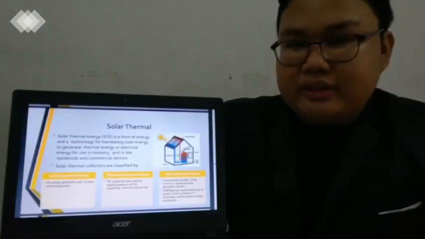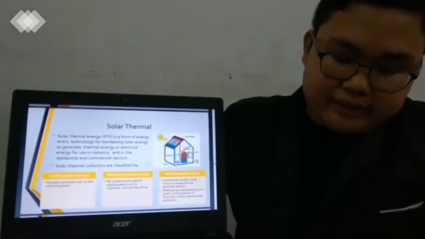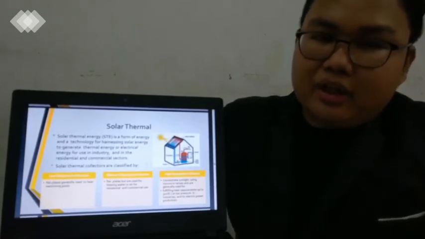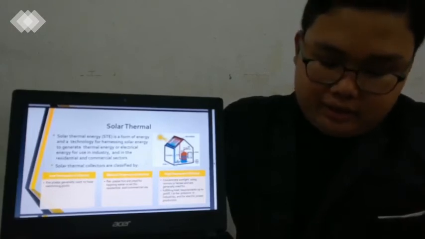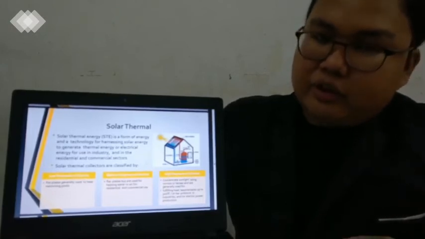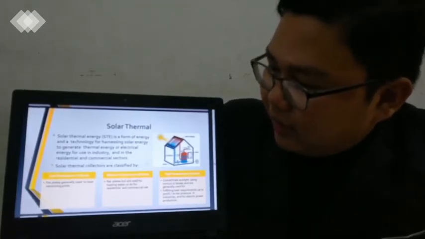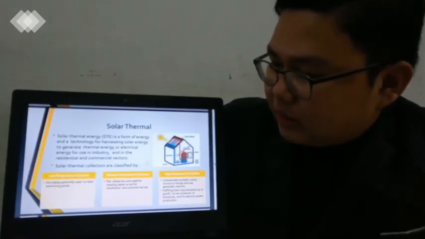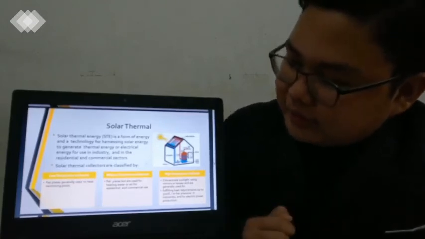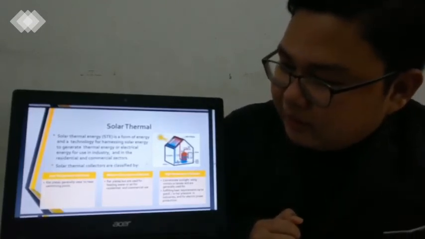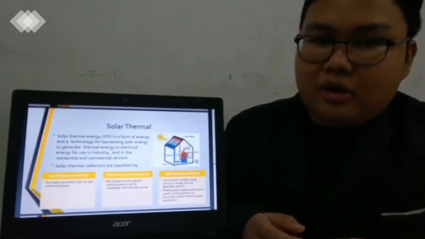But the next subtopic is about solar thermal. As you know, solar thermal is the energy that harnesses the power of heat from the sunlight in order to generate thermal energy and also electrical energy for use in the industry. As you can see, there are 3 main collectors of solar thermal, which are used in very different situations. The first one is the low temperature collectors, where usually flat plates are used to heat up swimming pools and other small appliances.